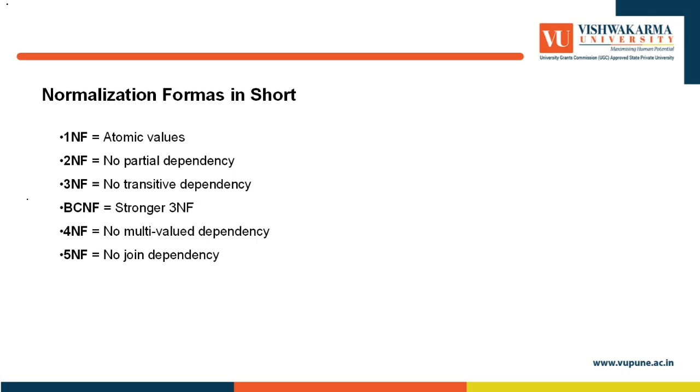Second is second normal form, removing partial dependency. Third is third normal form, remove transitive dependency. Then Boyce-Codd normal form, a stronger version of 3NF. Fourth is fourth normal form, eliminate multi-valued dependencies. Fifth normal form, eliminate join dependency.